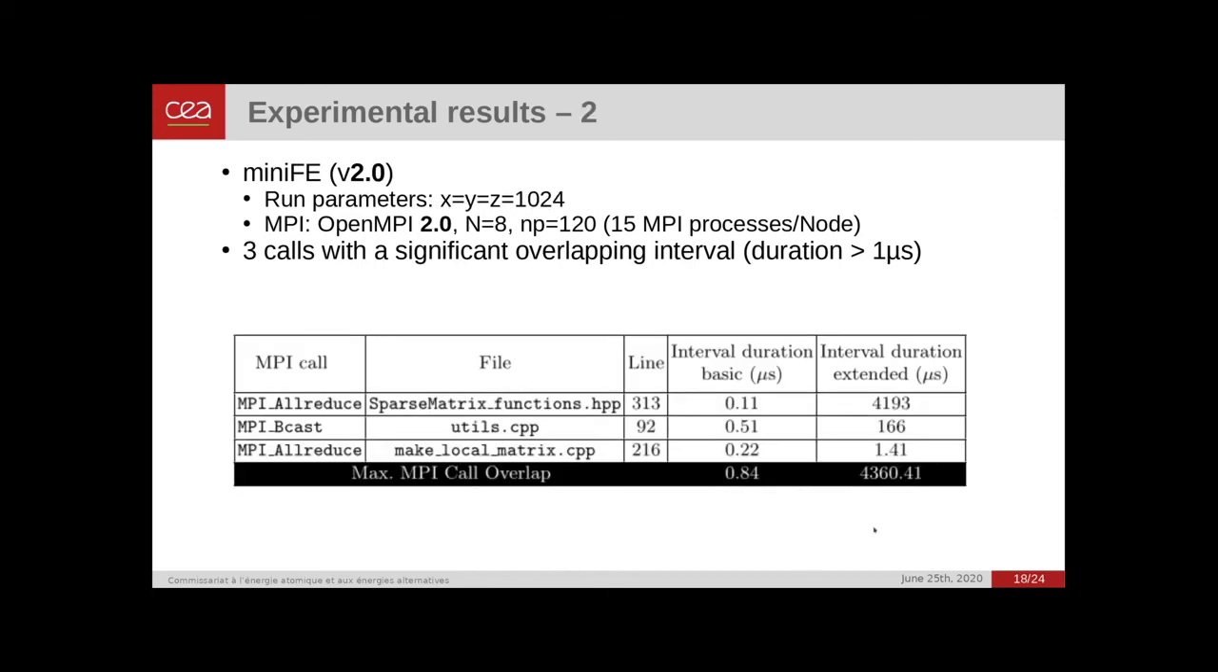And here are the results for MiniFE, which is another benchmark from the Mantevo project. And here the results are a bit more drastic, since for example, for the first MPI all-reduce from the sparse_matrix_functions.hpp, the basic method was also unable to expose any overlapping potential, but our method was able to expose about 4 milliseconds of overlapping potential.